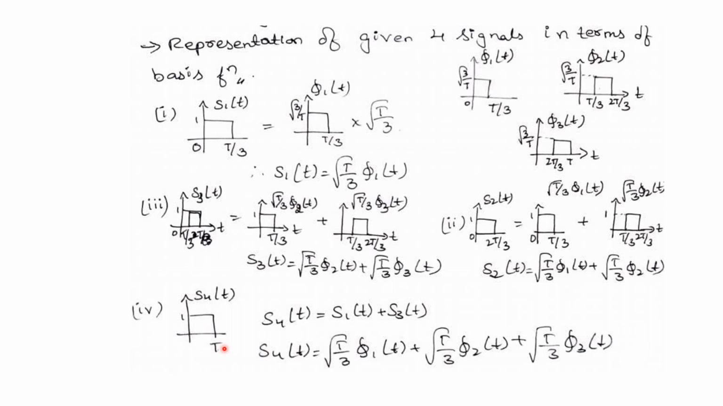Considering the fourth signal, S4 of t is equal to S1 of t plus S3 of t, and we can also write it as root t by 3 into phi 1 of t plus root t by 3 into phi 2 of t plus root t by 3 into phi 3 of t. This below equation is in terms of the basis functions, that is phi 1 of t, phi 2 of t, phi 3 of t. And here ends my problem.